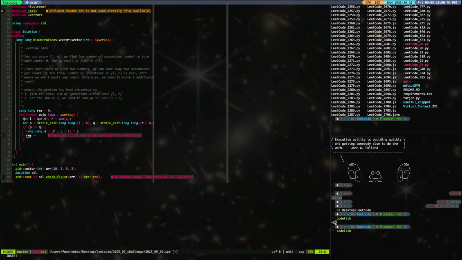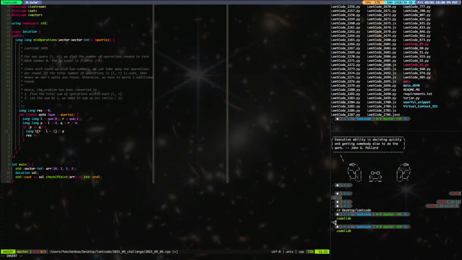You know what? Let's do long here, so both are long. Then we can continue long here. And we don't need a static cast, because this shall be long by default. So everybody's long. And essentially we can just go result plus equal to this plus 1 divided by 2, right? So that's if they are the same.